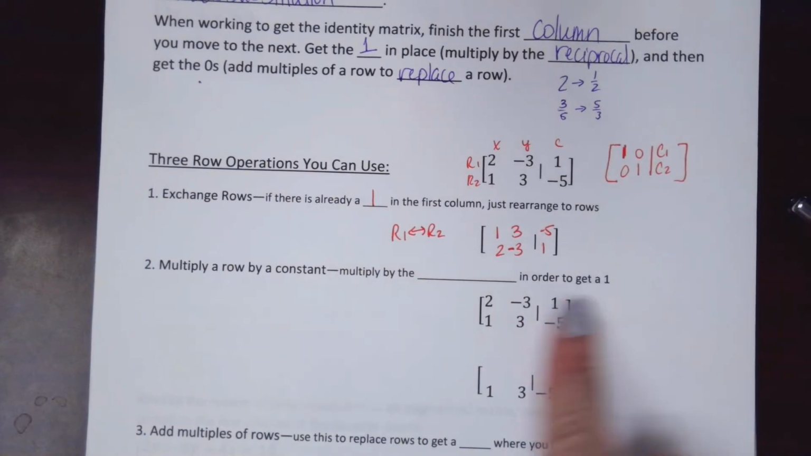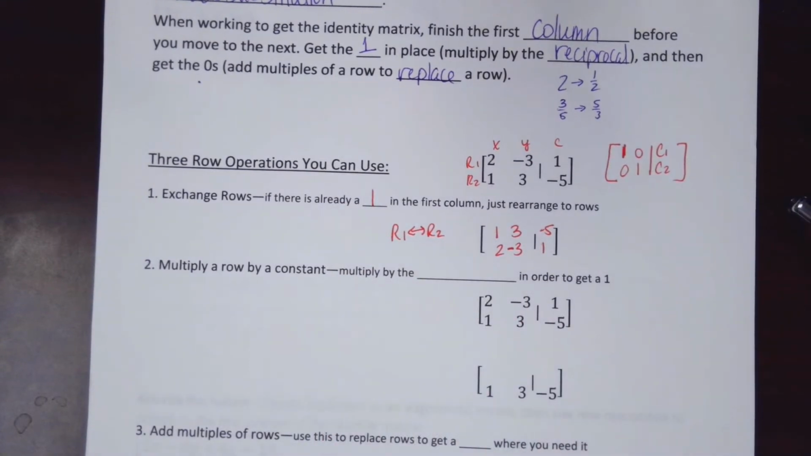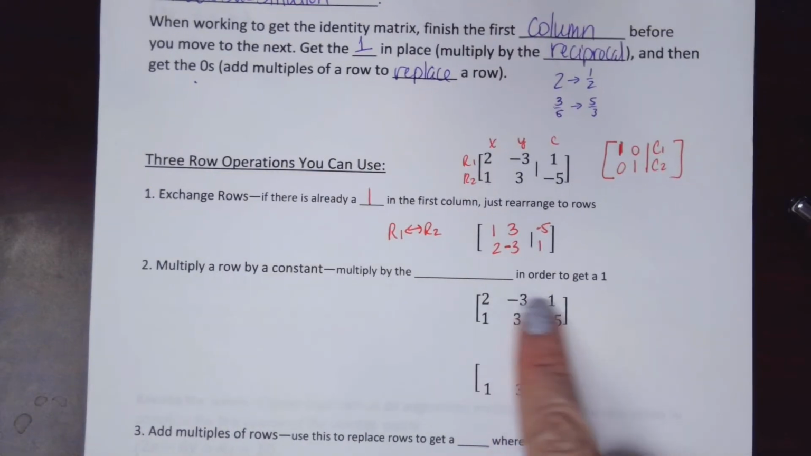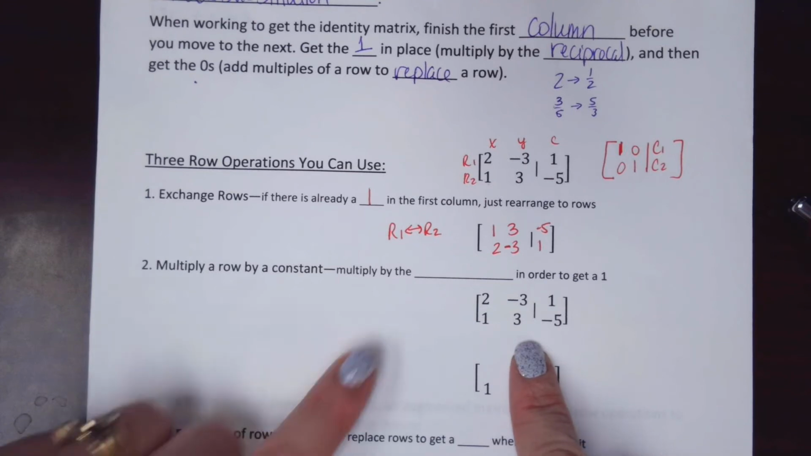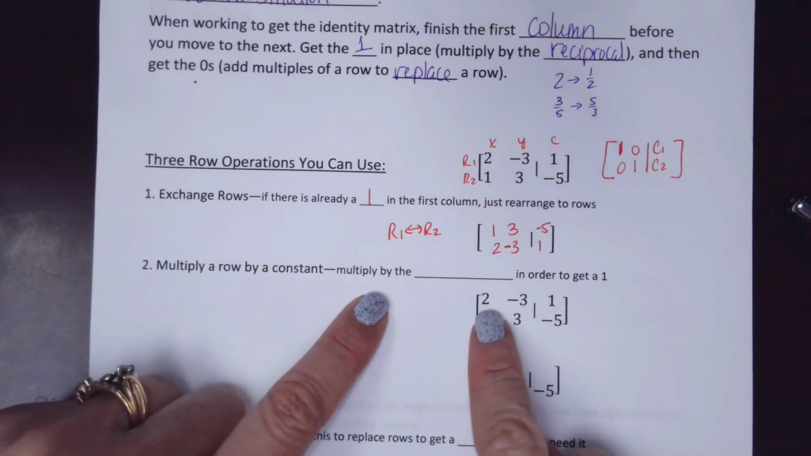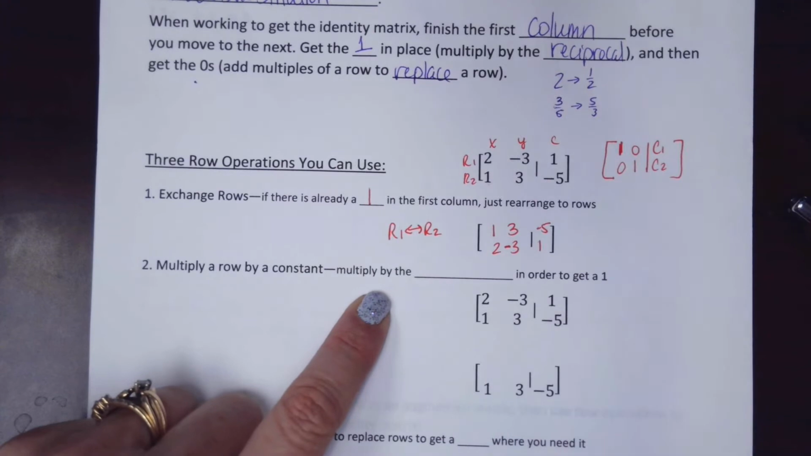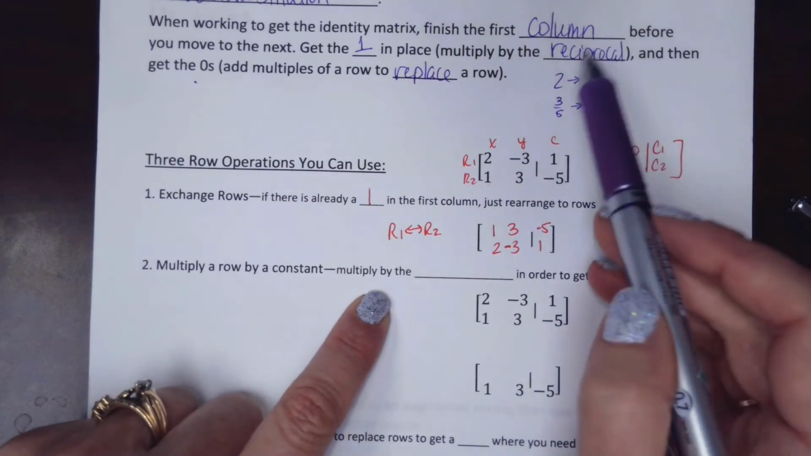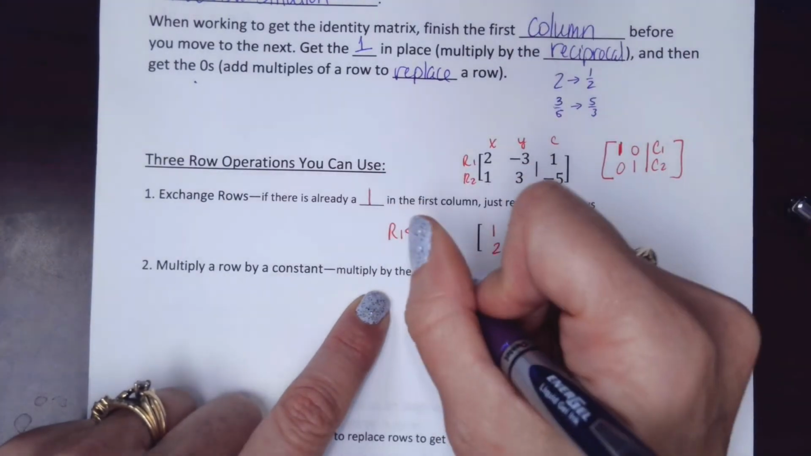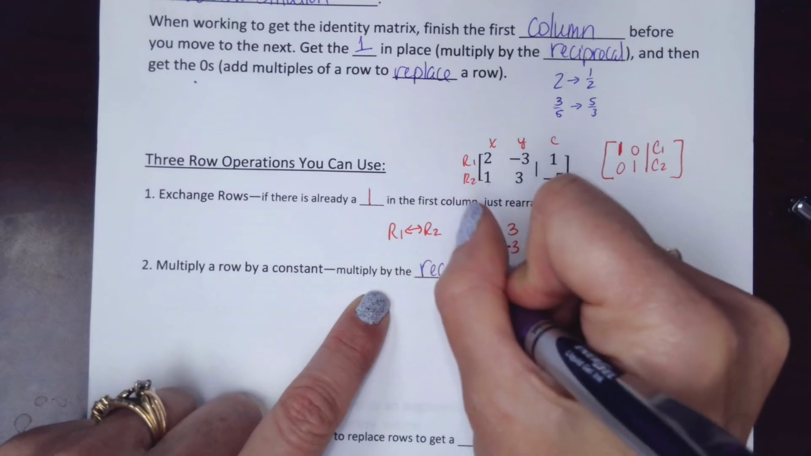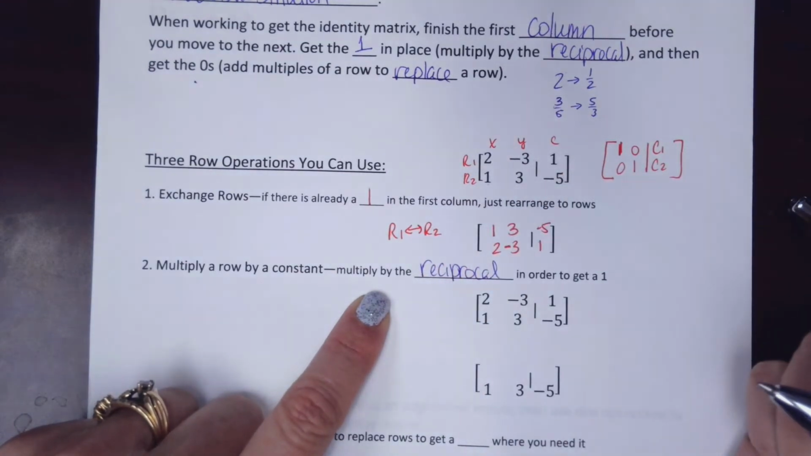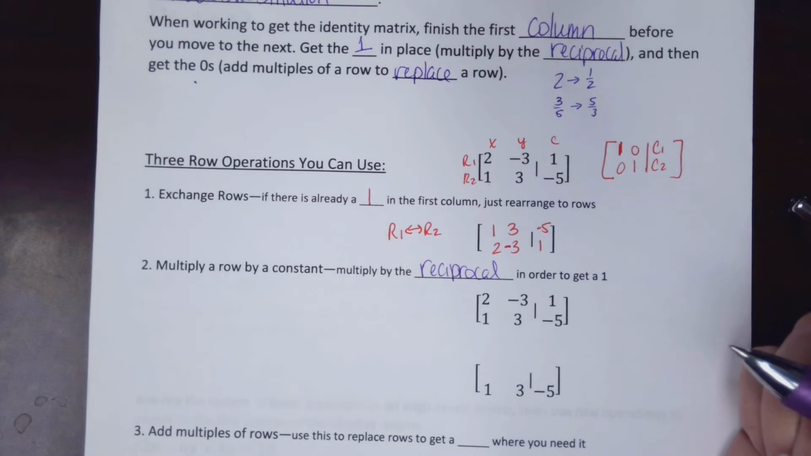And what if I want to work with what I've got to get a 1 in position? Now remember, we're working with our identity matrix. We're going back to our original matrix that we started with. My other option to get a 1 in this position is to multiply by the reciprocal. That was what I set up here. I can multiply by the reciprocal, and that will give me a 1. Anytime I do that, I will get a 1.